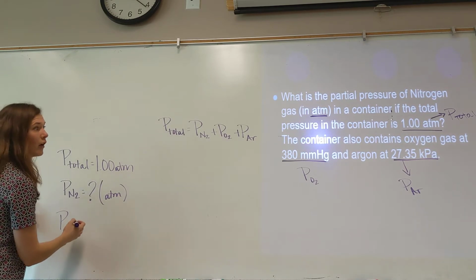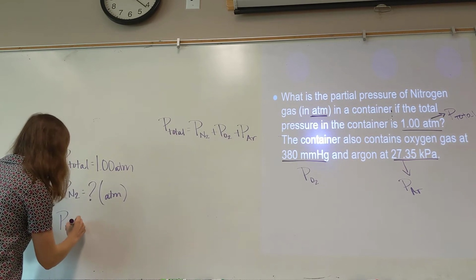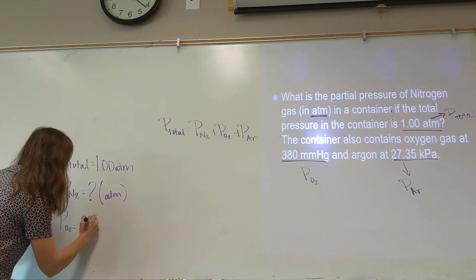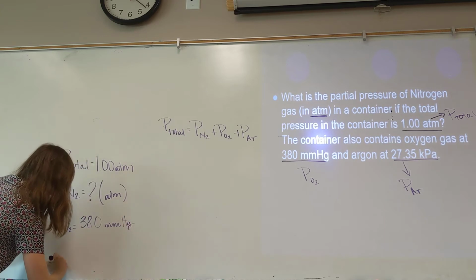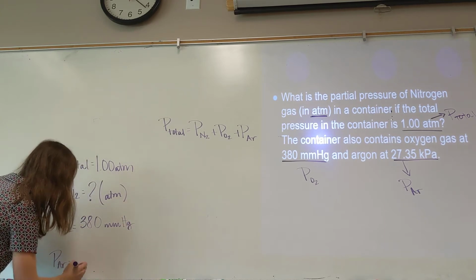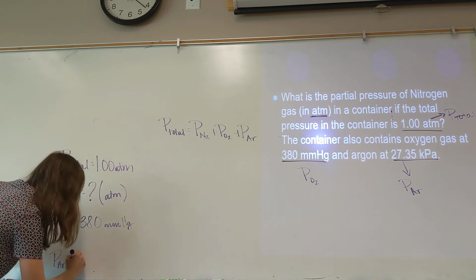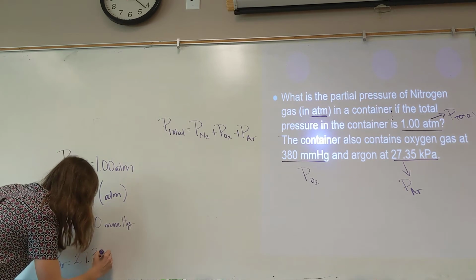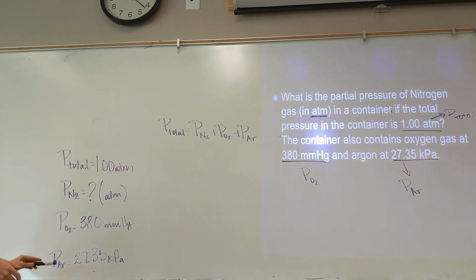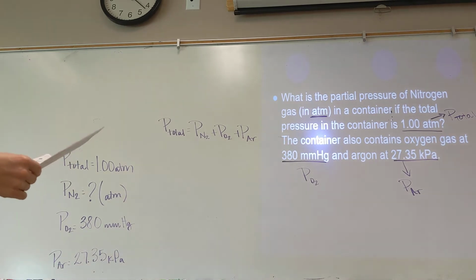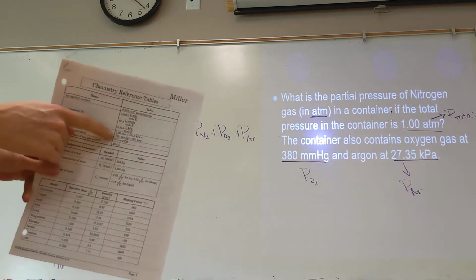The partial pressure of oxygen is 380 millimeters of mercury. And the partial pressure of argon is 27.35 kPa. My video from yesterday shows you how to convert. And if you forget, it is on the front of your reference packet under standard pressures right here.